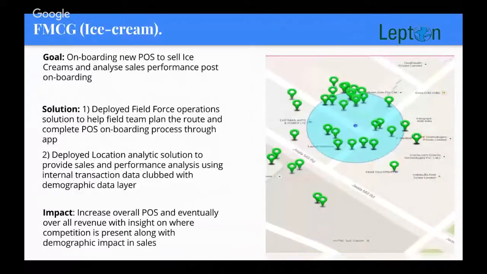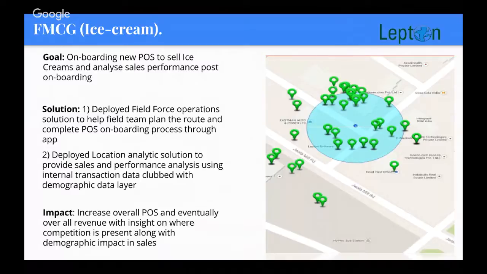Another screen is specific to one of our customers, an FMCG customer, the ice cream division of it. It had a very interesting use case. They wanted to expand their business to those stores where their other, non-ice-cream products were being sold by general stores or supermarkets, but which were not selling ice creams.